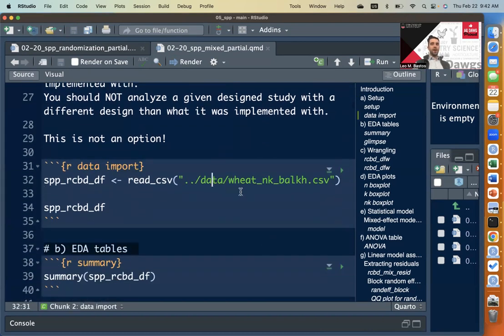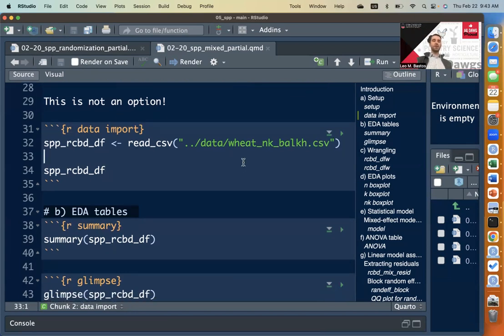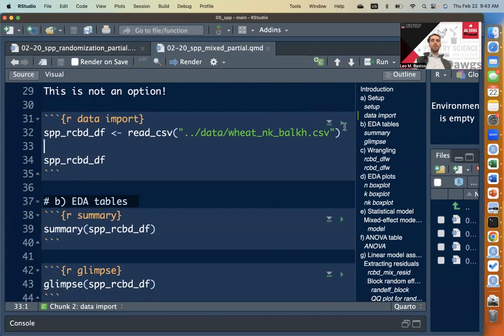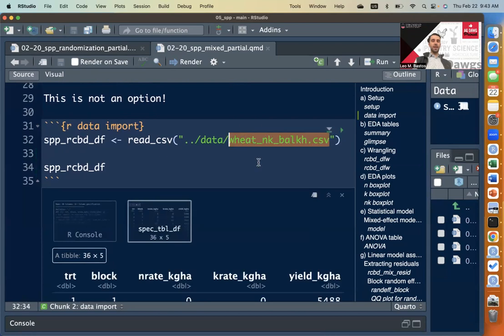So if you want to go ahead and, I think I left you most of the code of this script, because again, a lot of the things are the same. There are going to be a few differences, and those are the ones that we're going to be coding together in class. But a lot of the previous steps here, we already did with the previous CRD and RCBD exercises. So just go ahead and run this chunk here. So we read in our data.